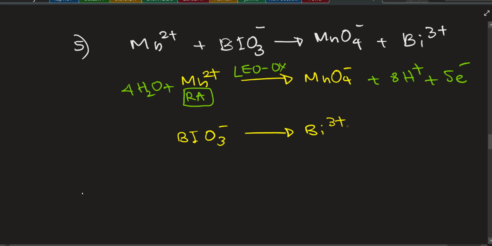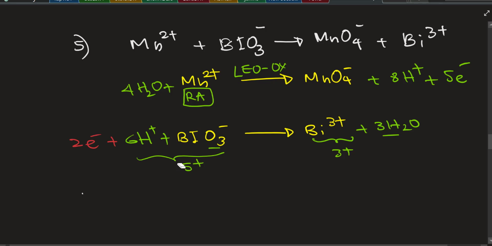Now BiO3 minus goes into Bi3 plus, that's what is given. And let's look at 1 Bi, all good, right? And 3 oxygens, you need to add 3 water. Now 3 times 2, 6H plus, yeah, 6H plus. And now let's do the charge balance for each side. So this side has 6 plus and minus, that's a 5 plus. This side has 3 plus. So you need 2 electrons on the left. Now we are good, so everything is balanced, right?